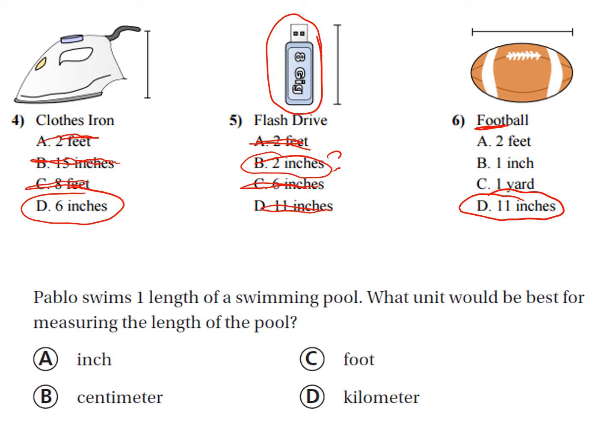So what would I use to measure the length of a swimming pool? Which unit would be best to measure the length of a swimming pool? Okay. If I used inches, could I measure a swimming pool by using inches? Yes, I would, but it would take a really long time. And centimeter is not a customary unit. We're still talking about customary units. So centimeter and kilometer are both metric units, so those can't be right. So the best answer would be foot. I would measure a pool length in feet. It'd be faster.